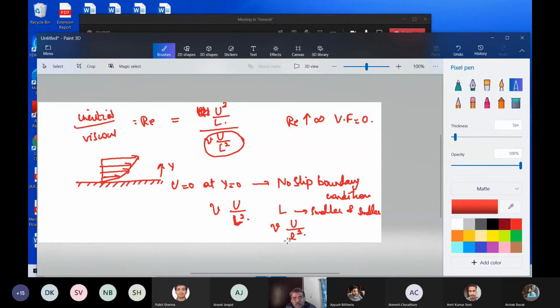I'll explain what I'm talking about here, because this is one of the core features of turbulence. Nu U by L square. This L becomes very small, and as the Reynolds number keeps on increasing, the L keeps on decreasing, and as a result, this value for viscosity becomes larger and larger. U increases, but L decreases. And as a result, the viscous force becomes very large. Viscous force becomes dominant.